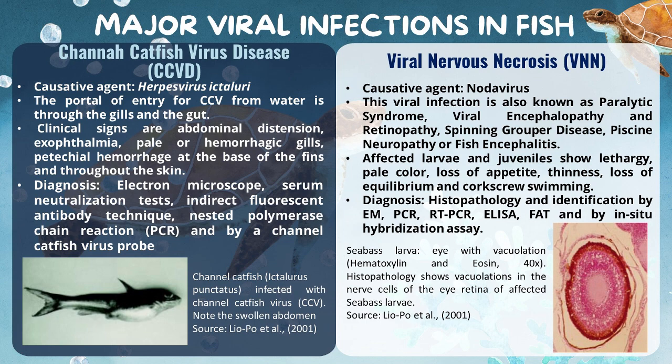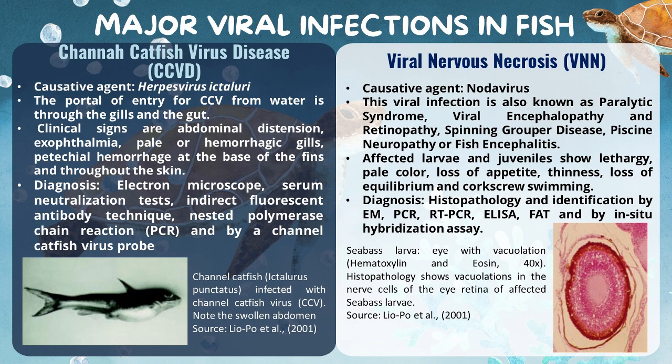Necrosis of the renal hematopoietic tissue and tubules, edema, necrosis, and congestion of the liver, intestinal edema, congestion, and hemorrhage in the spleen are characteristic histopathological findings. Skeletal muscle hemorrhage among experimentally infected fish has been observed. The portal of entry for CCV from water is through the gills and the gut.